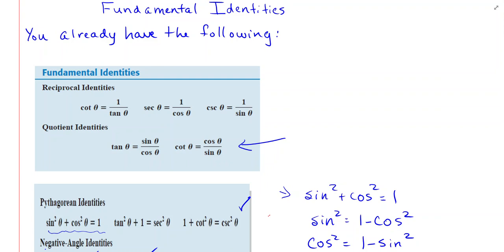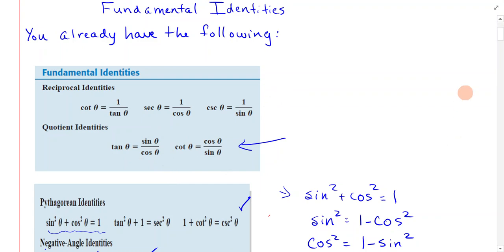Section 5.1 is about fundamental identities, and we've had quite a few that we've been accumulating. So let's look. You already have these. We know the reciprocal ones, where cotan equals 1 over tan or tan equals 1 over cotan. So these are the reciprocal identities. And then the quotient identities are the tan and the cotan, where you turn them into cosine and sine.